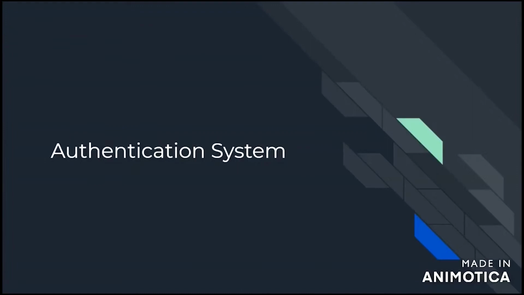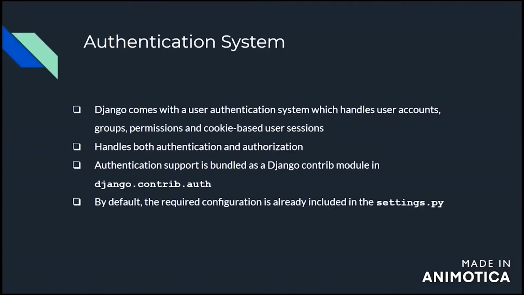Django also comes in with the user authentication system. It handles user accounts, groups, and permissions, and cookie-based user sessions. The authentication system handles both authentication, which is verifying that the user is who they claim to be, and authorization, which is telling you what the user is allowed to do. Authentication support is bundled as a Django contrib module in django.contrib.auth, and by default, the required configuration is already included in the settings.py file.